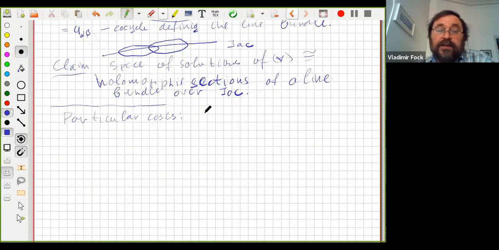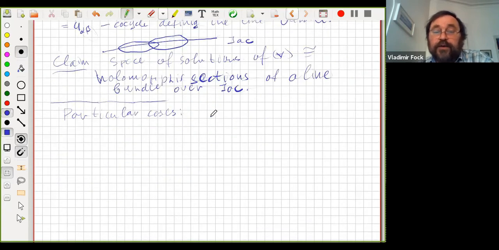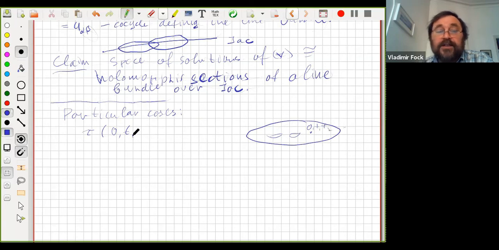So particular cases: we can take a Riemann surface, for example. If you have tau and you take the surface, just of genus 0, comma T1, so you have a surface and just one point on it, and at this point you have 0, comma T1, T2, etc. So in this case, T1, T2, etc. are the KP tau functions.